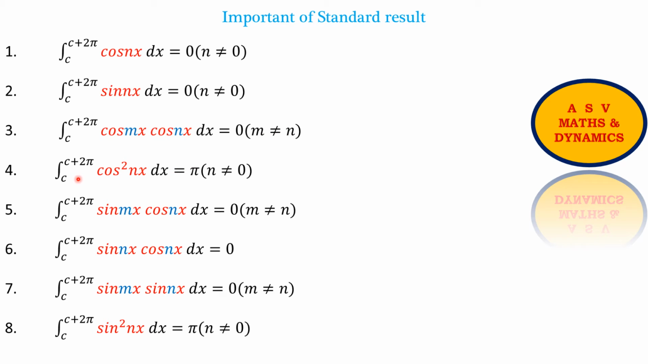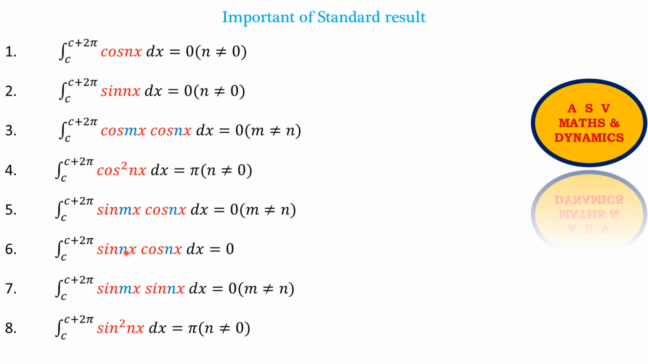But when you get it, the value means cos squared nx only. What is the value? It is pi, when n does not equal 0. The same here also, sin mx cos nx. Here the functions are different, but it is 0 when m does not equal n.